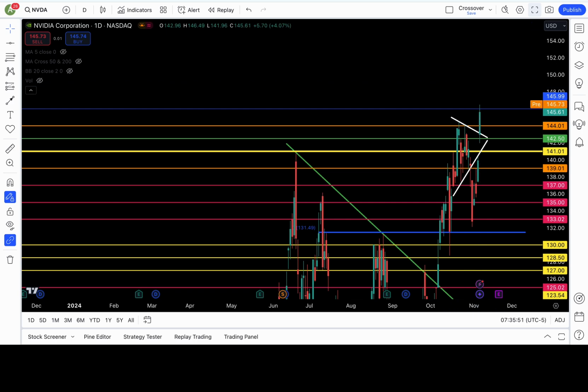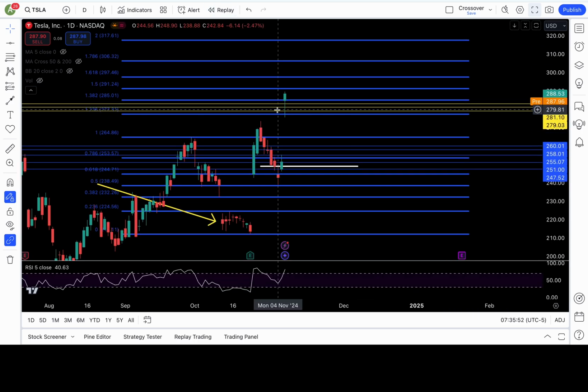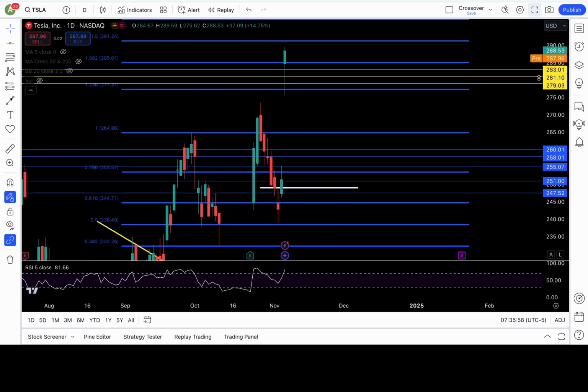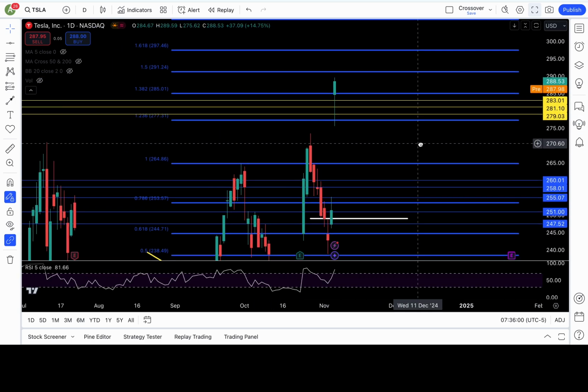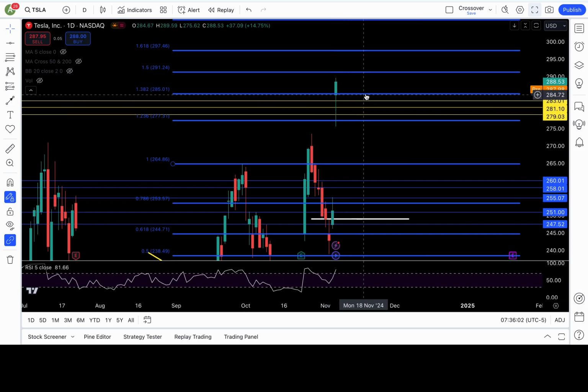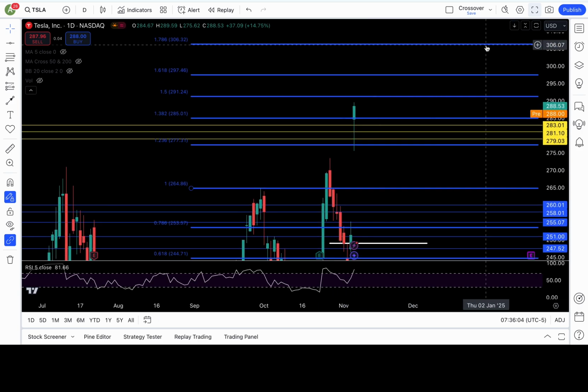If that clears, it's uncharted territory once again, maybe the 148, 150 area, we'll see. Tesla, a beautiful gap up. We cleared that 285 level. It was interesting, it dropped down as well. It hit the fib level around 277-ish, maybe a little wash below, but ultimately it bounced, showcasing strong buying pressure.